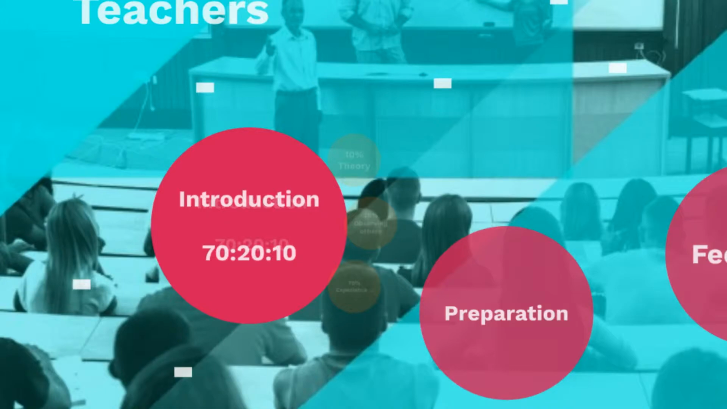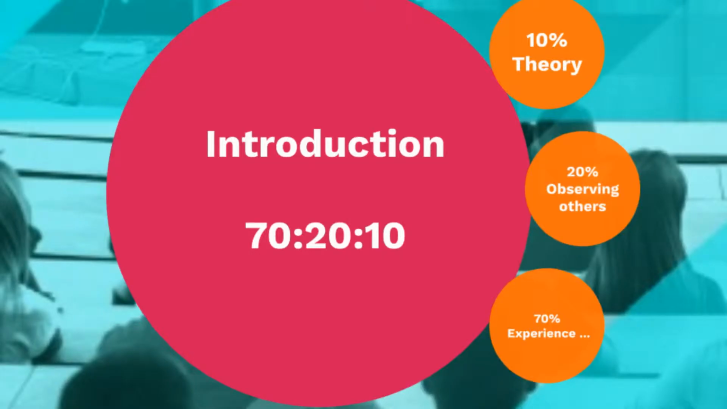We want to have a look at this model, which is called the 70-20-10 model. What this does is it looks at how you learn during the workplace. So 70% of the time we learn through experience, 20% of the time we learn through observations, and 10% of the time we learn through formal training or theory. Let's have a look at these individually.